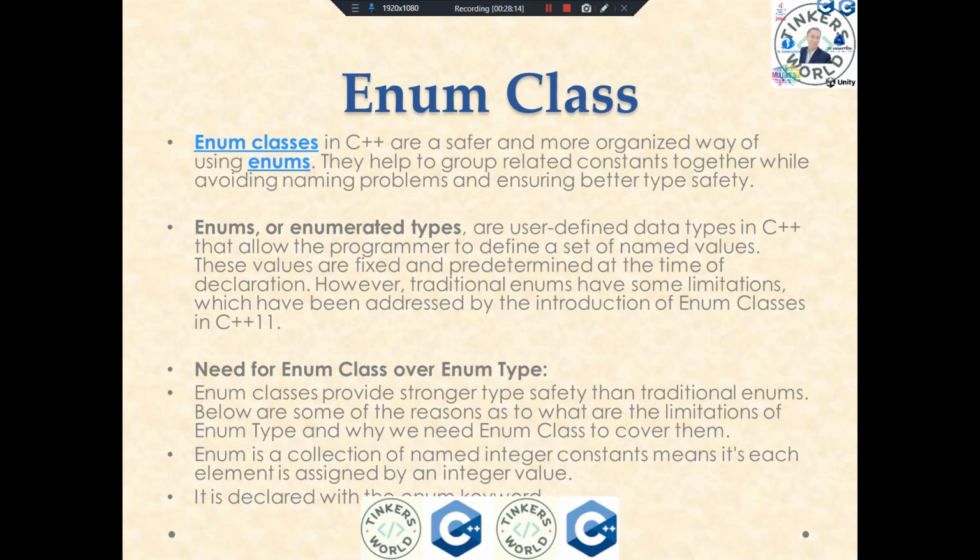So basically, there are differences between the enum and the enum class. Enums are much older compared to enum classes. The predecessor here is the enum, and it was followed by the enum class. Enum classes provide stronger type safety than traditional enums. Here are the limitations of the enum type and why we need an enum class to cover them. An enum is a collection of named integer constants, which means each element is assigned an integer value.